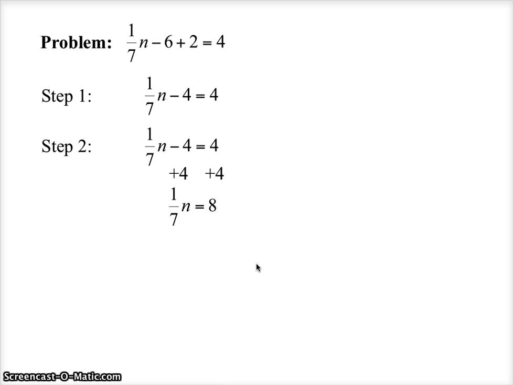Moving on to step 3, I'm going to multiply both sides by 7 because the denominator of my fraction is 7. So 7/7 becomes 1. 8 times 7 becomes 56.